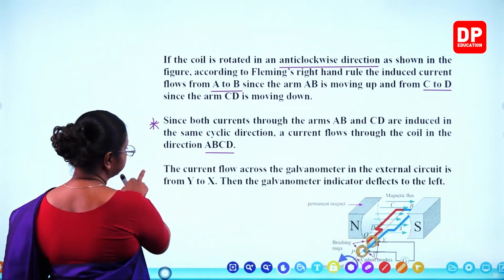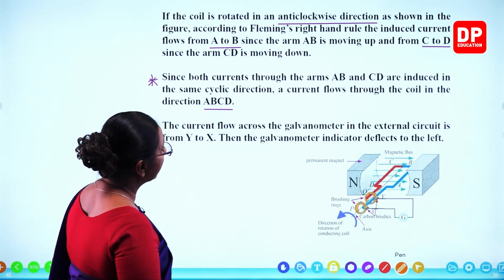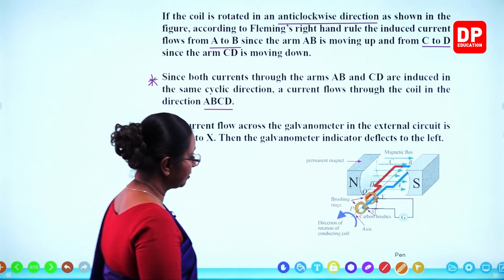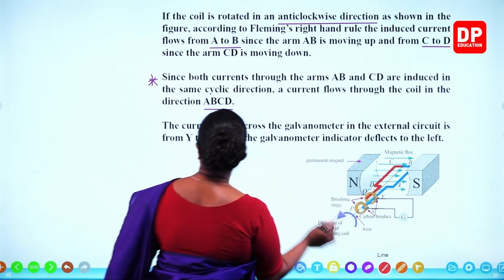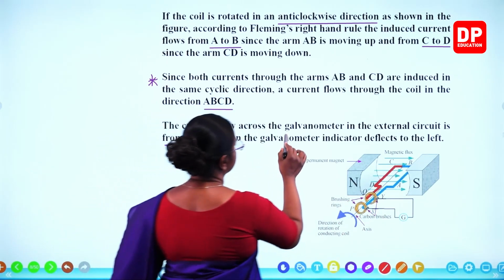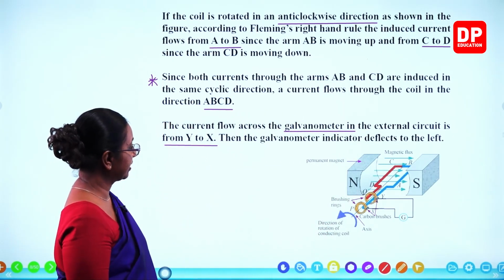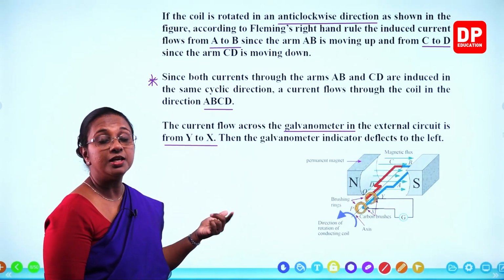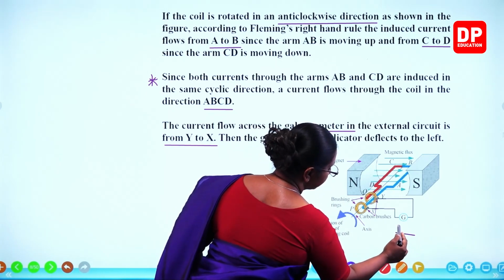Then the current flow across the galvanometer in the external circuit is from Y to X. That also I explained to you all. It is from Y to X. In the galvanometer, it is in the direction Y to X. Then the galvanometer indicator deflects to the left. So if it is from Y to X, it deflects this way.